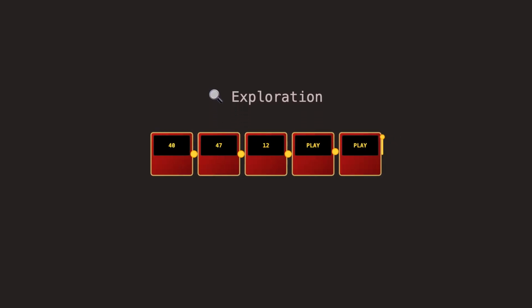This is the essence of the K-Armed Bandit problem. It's a classic dilemma in reinforcement learning and decision-making under uncertainty. The challenge is called the exploration versus exploitation trade-off. Exploration means trying out different machines to gather information. Exploitation means using what you already know to maximize your reward.